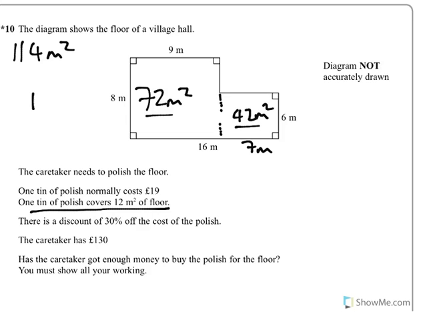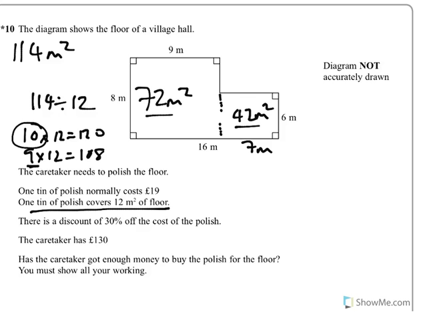Okay, now we need to find how many tins of polish he's going to need. Well, we need to do 114 divided by 12. We know that 10 times 12 is 120, so 9 times 12 is 108. He's not going to have enough with 9, so he's going to need to buy 10 tins of polish. So if he buys 10 tins, that's going to cost him £190 normally, but there is a 30% discount, so we need to see if he has enough.